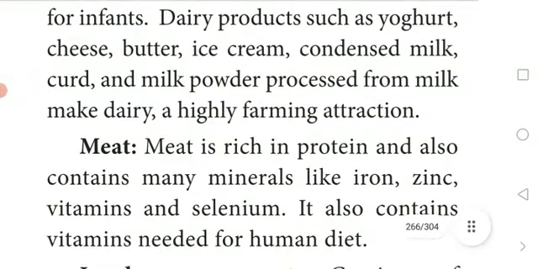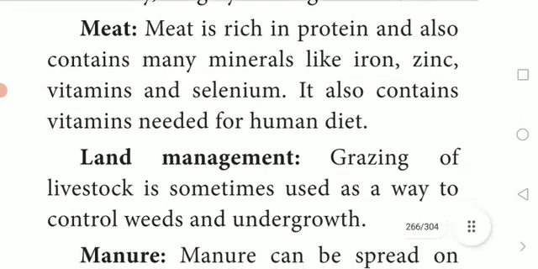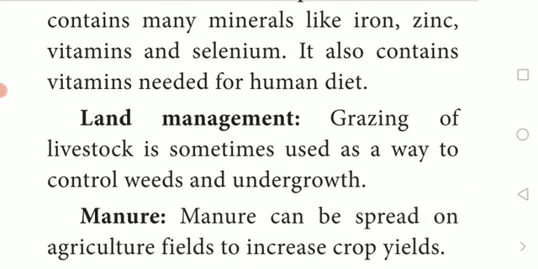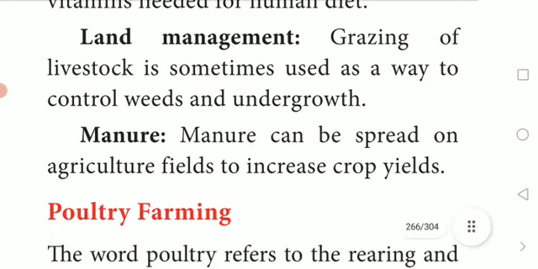And meat, the next topic. Meat is rich in protein and also contains many minerals like iron, zinc, selenium. It also contains vitamins needed for human diet. Then land management. Grazing of livestock is sometimes used as a way to control weeds and undergrowth. Manure can be spread on agriculture fields to increase crop yields.